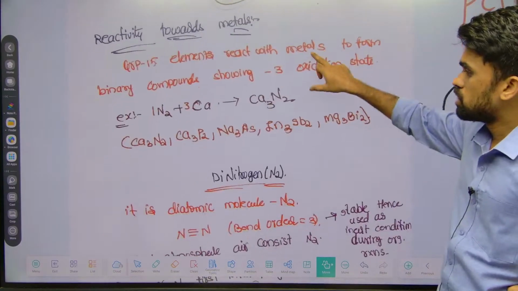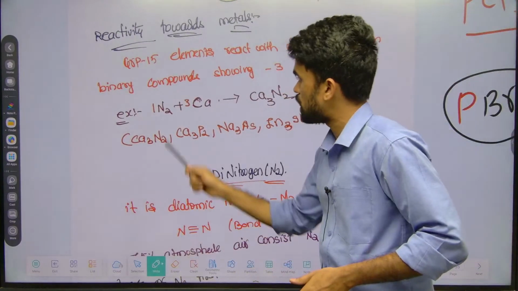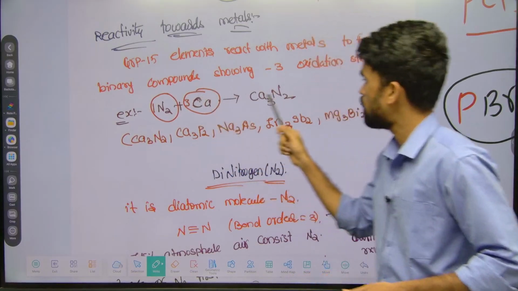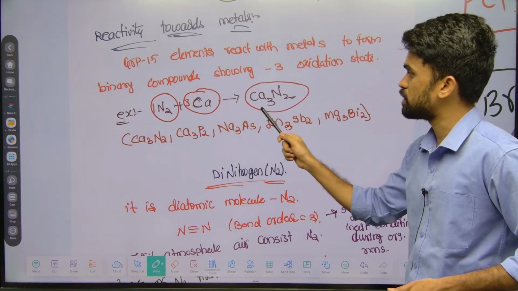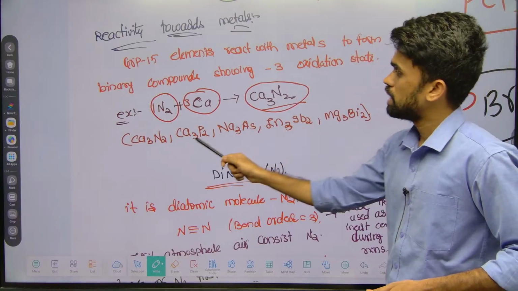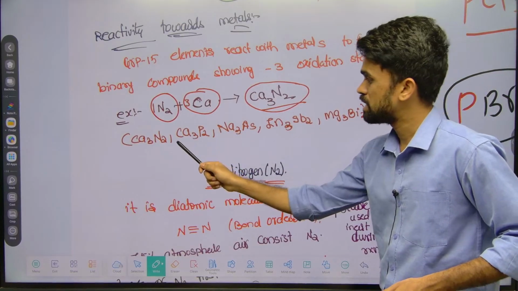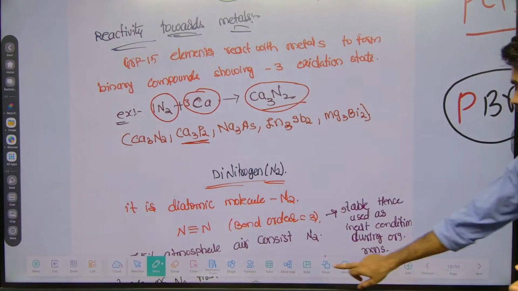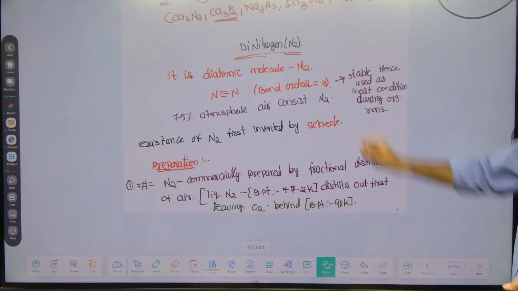Okay. So when these 15th group elements like nitrogen react with alkaline earth metals, they form respective nitrides, like calcium nitride. If it is calcium with phosphorus, calcium phosphide, like that we will get the products. Next. This you know.